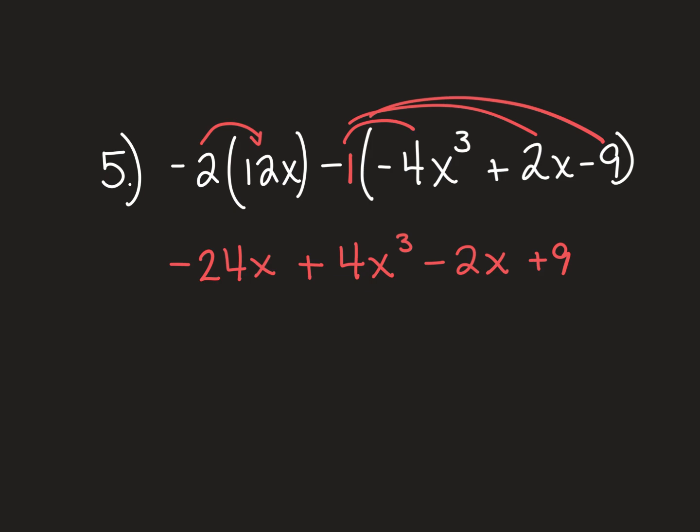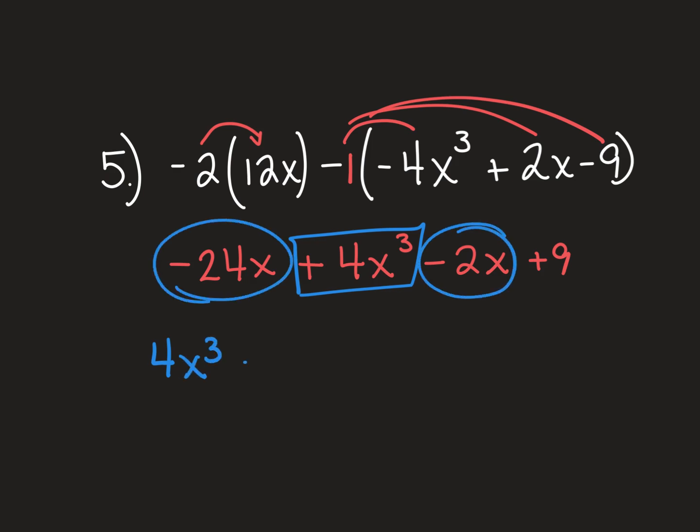Now, let's begin combining our like terms. So I start with my highest degree. 4x to the third has nothing like with it. Then I have 2 linear terms. That's going to be -26x. And lastly, a constant of plus 9 to get a cubic trinomial.